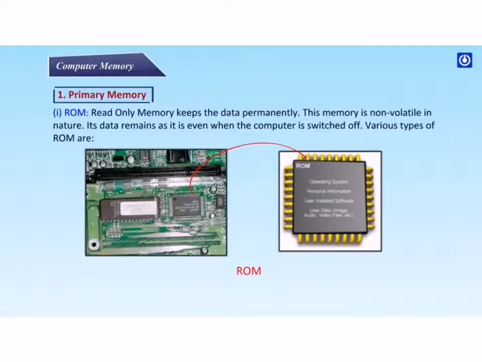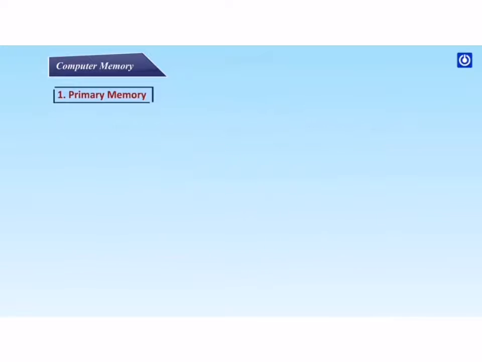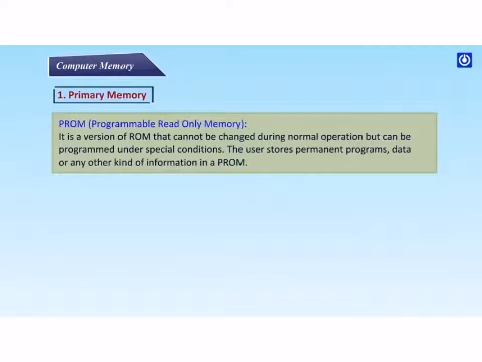ROM. Read-only memory keeps the data permanently. This memory is non-volatile in nature. Its data remains as it is even when the computer is switched off. Various types of ROM are: PROM, programmable read-only memory. It is a version of ROM that cannot be changed during normal operation but can be programmed under special conditions. The user stores permanent programs, data, or any other kind of information in PROM.